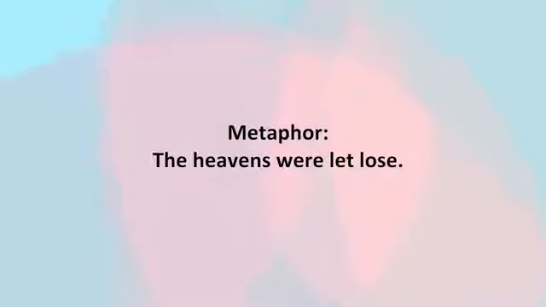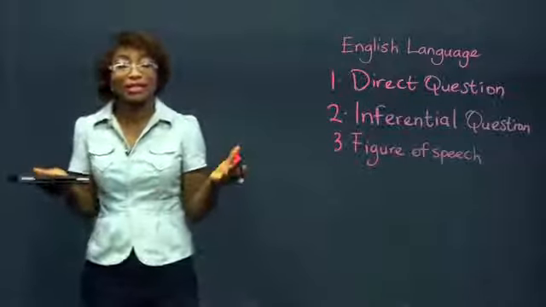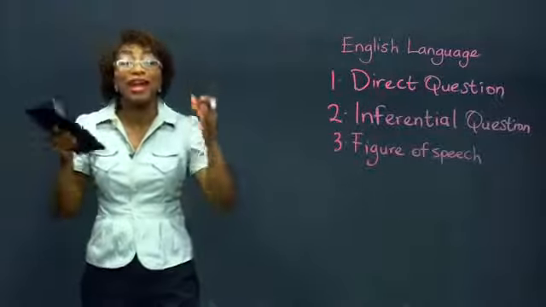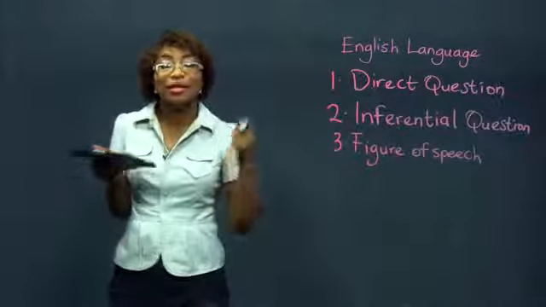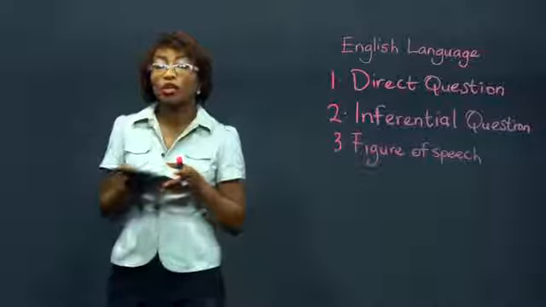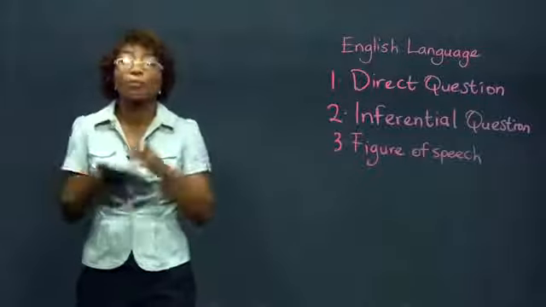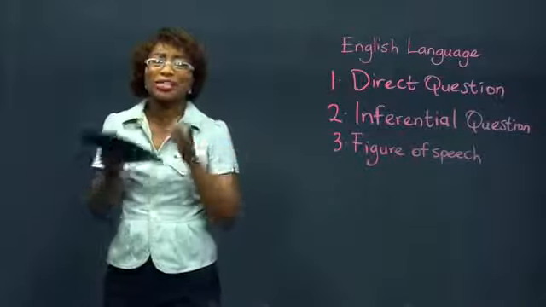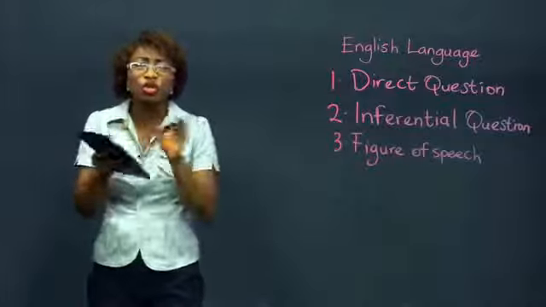Metaphor: the heavens were let loose. Now, what it means is that it rained very hard. The heavens were let loose. Another example is the mansion collapsed like a pack of cards. You will hear the word like in that sentence. The mansion collapsed like a pack of cards. It means that the mansion, the whole mansion, just collapsed easily without any trouble. It just collapsed like a pack of cards.